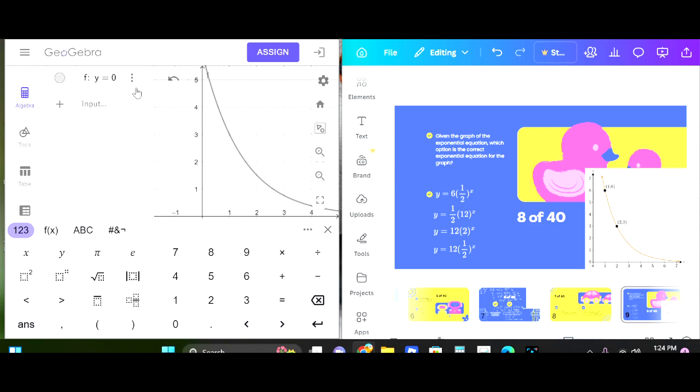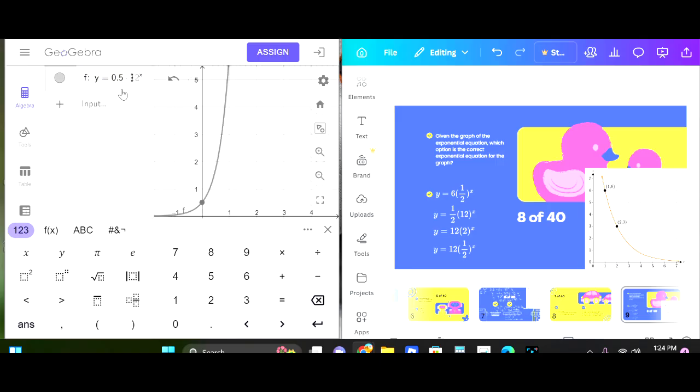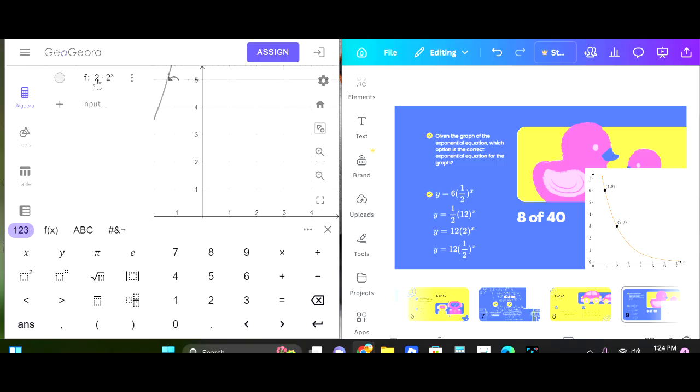We've got 0.5 times 12 raised to the power of x. Let's graph that one. Yeah, that doesn't look right, so that's not it. Let's try the next one. Let's try 12 times 2 raised to the power of x. That's not right either, so hopefully it's this last one. Let's go 12 times 0.5 raised to the power of x.